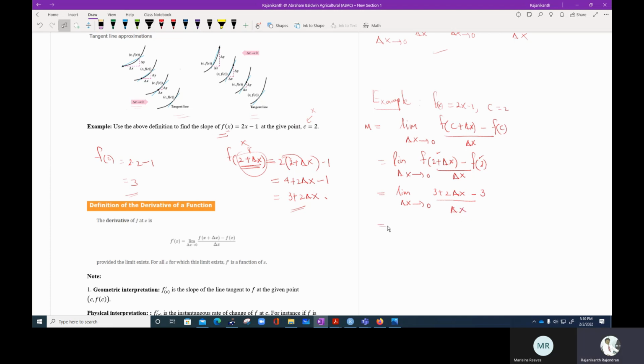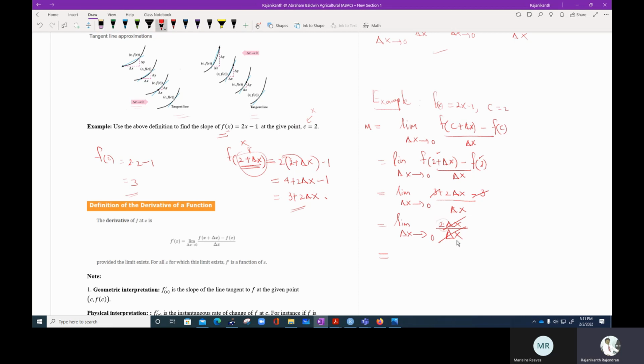Okay, now you need to simplify this. This is limit delta x goes to 0. If you simplify this, 3 and 3 are gone. So you will simply get 2 times delta x in the numerator, all divided by delta x. Now if you simplify, these two are gone because of the multiplication sign. Now the answer is simply limit delta x goes to 0 of 2.